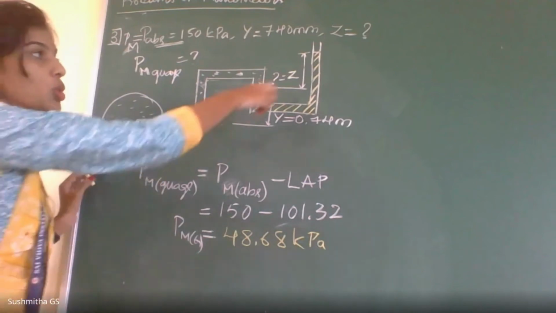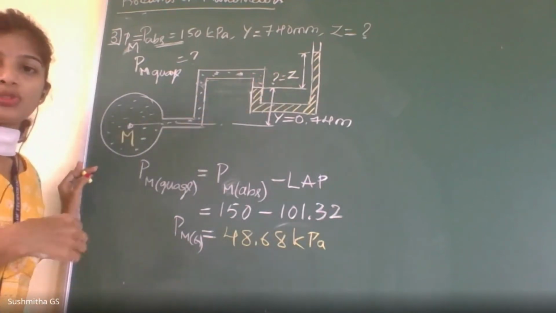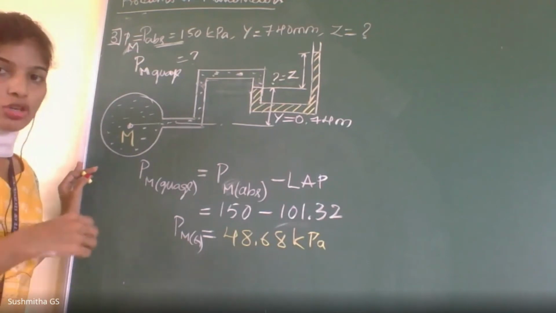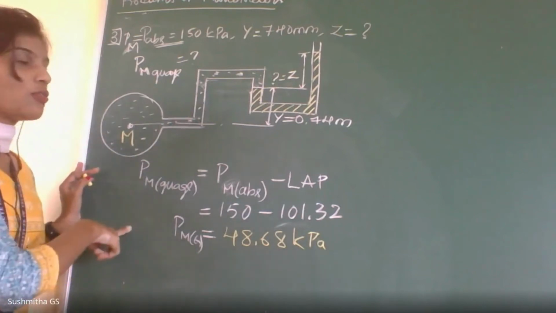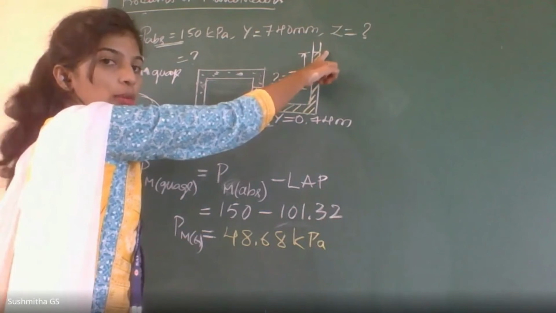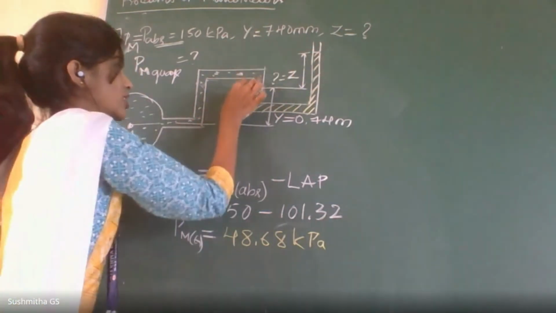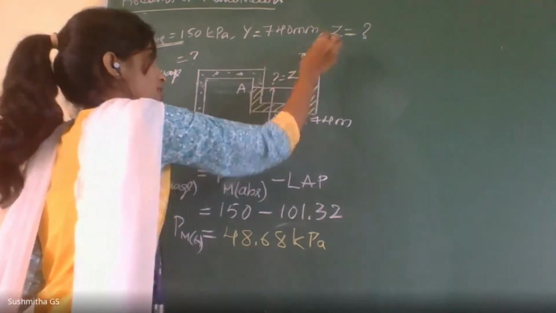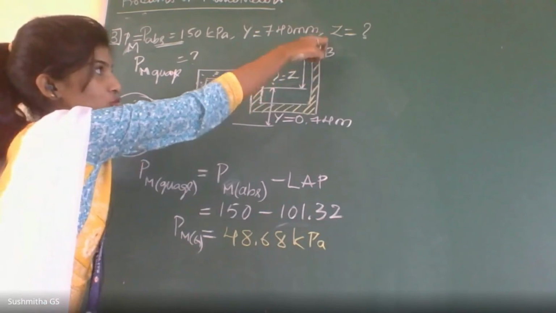Now to calculate this Z, the difference between the manometer levels, we have to write the manometric equation. From which point are you going to start? You have to start from this point because it is exposed to atmosphere. We'll name this point A and this point B. At B it is exposed to atmosphere.